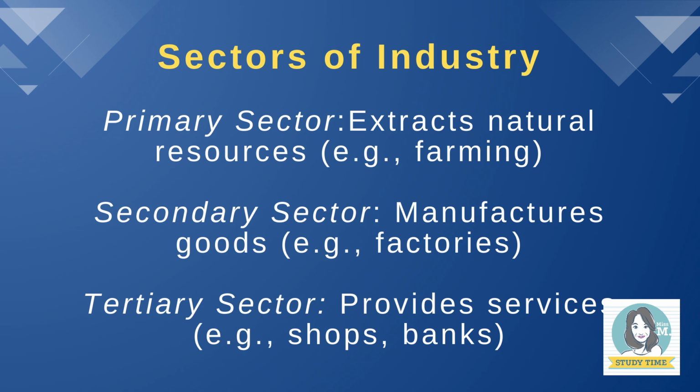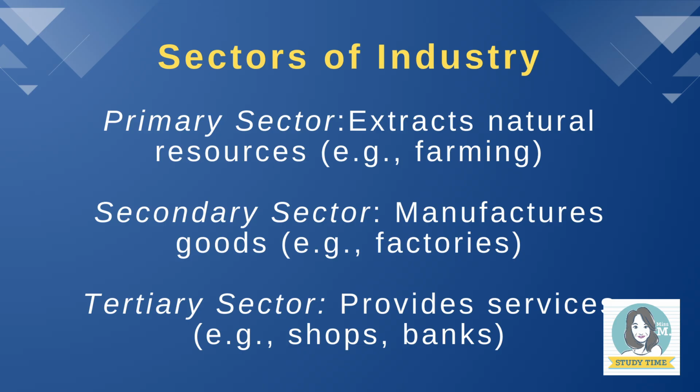Sectors of industry or economy. First is the primary sector, and the primary sector involves extracting and utilizing natural resources from the earth. And examples are farming, mining, fishing, and forestry. And its purpose is to produce raw materials that other businesses use to create products.